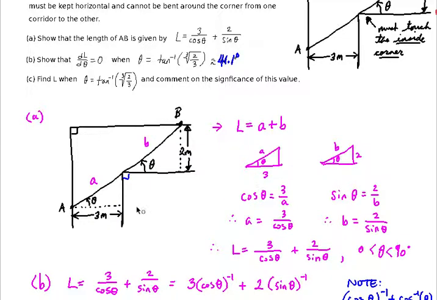So let's look at this first triangle here. This is cosine of theta, adjacent over hypotenuse, and this is sine of theta, opposite over hypotenuse. Once I have these two relationships, I can rewrite them. Cosine of theta and A switch places, so A is 3 over cos theta, and B is then 2 over sine of theta. Now I substitute these into my original relationship, and I end up here.